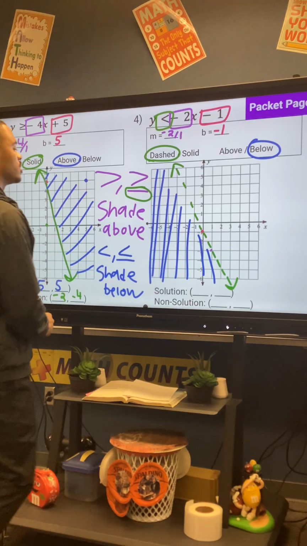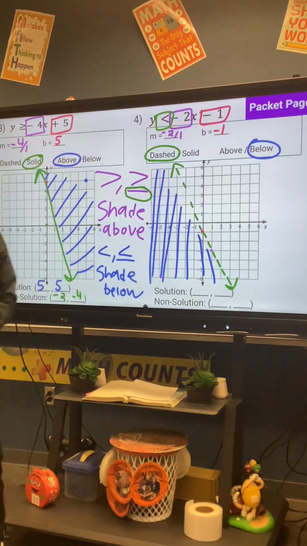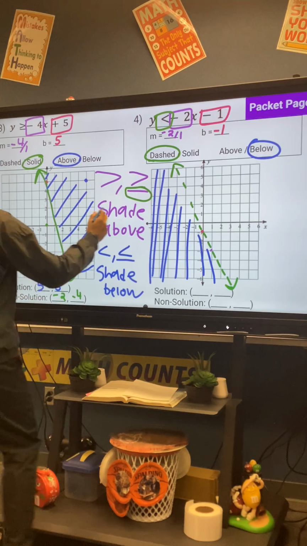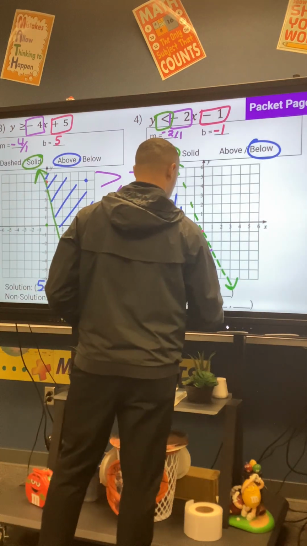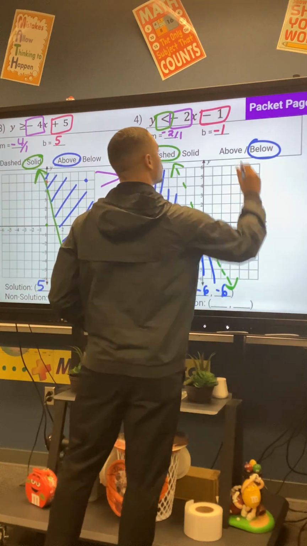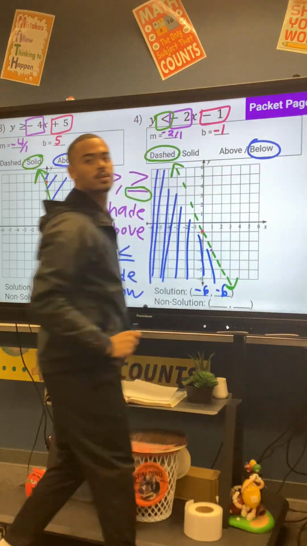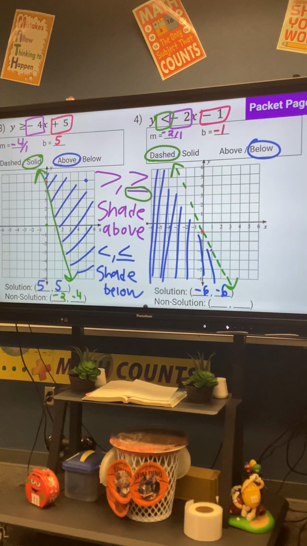So give me one solution. It's -6. This is not out of your solution area. What happened to that line? Get that graphic. All right, this is not the solution. It's on my graph.